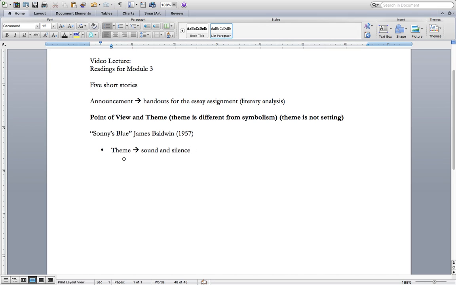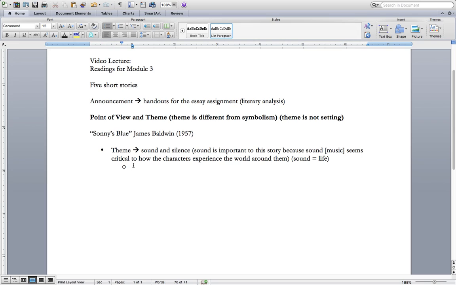And I thought this theme was interesting because sound, and particularly music, seems critical to how the characters experience the world around them. And there's also this kind of idea that sound equals life, whereas silence is death.